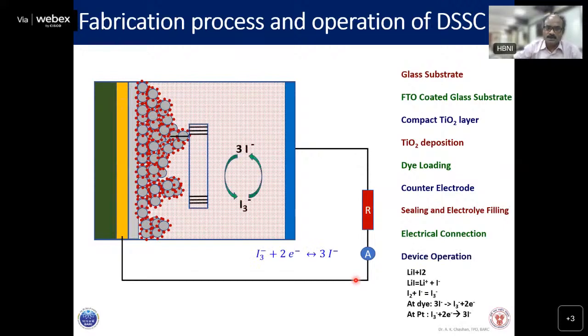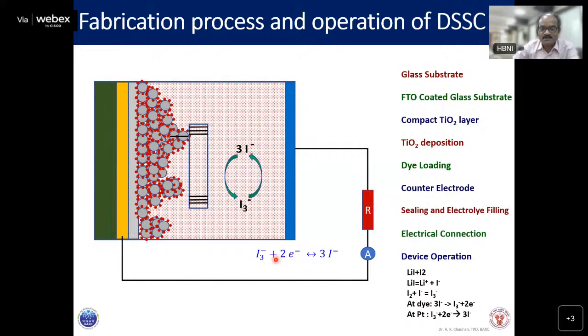And then suppose the energy levels of this dye are like this, and this is the solution of lithium iodide plus I2, which becomes lithium plus and I minus, and this I2 and this I minus become I3 minus. So this is like I3 minus and then 3I minus.